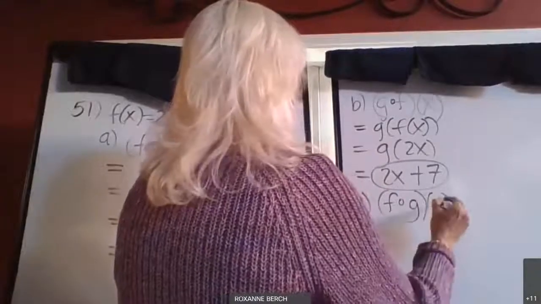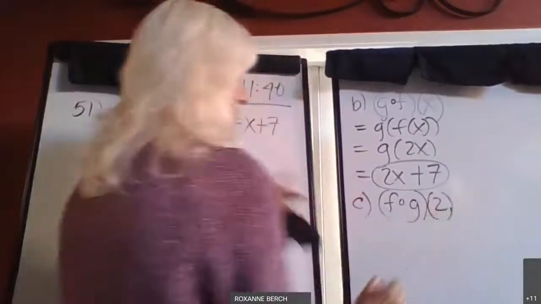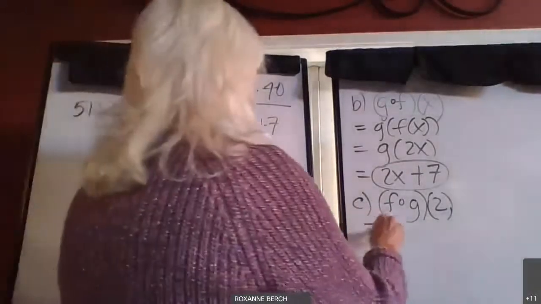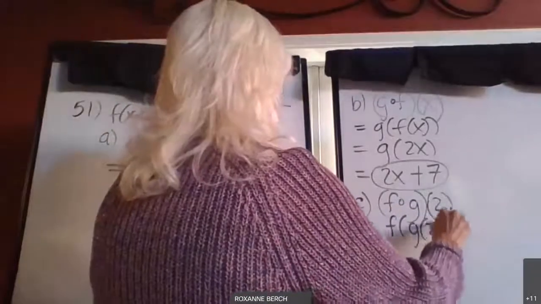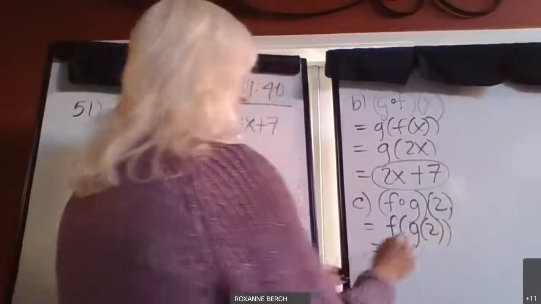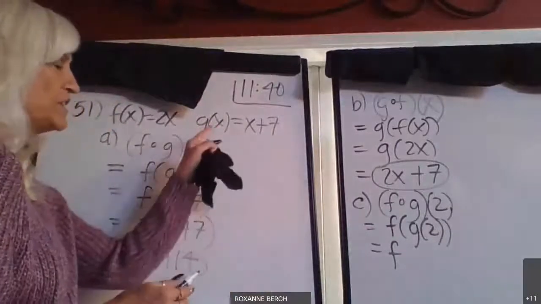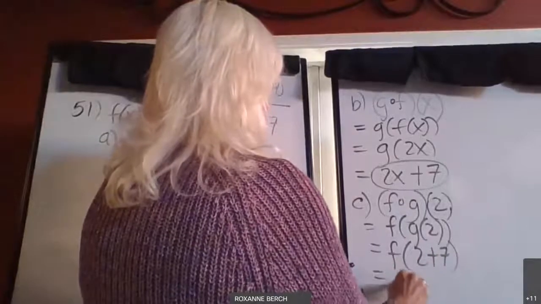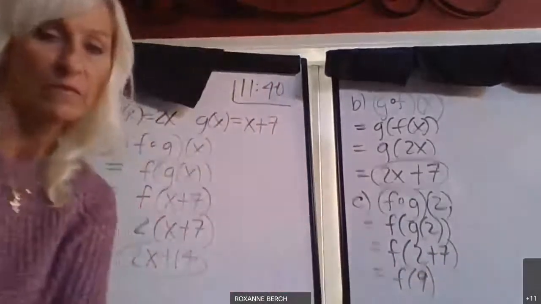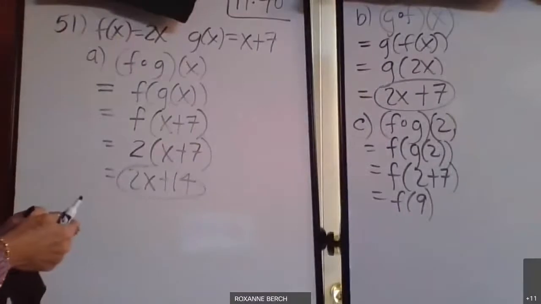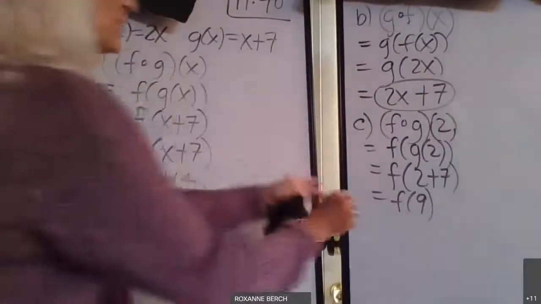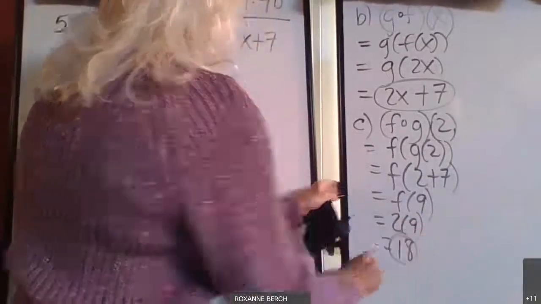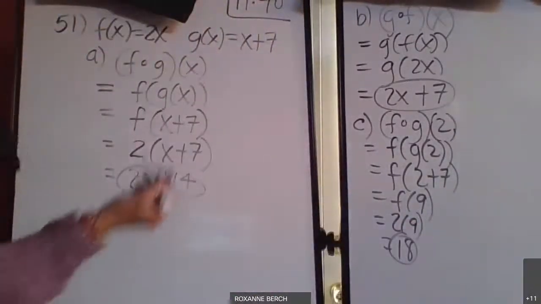And then they wanted you to evaluate the composition of f of g of 2, right? So this means f of g of 2. So working from the inside out, you're putting 2 into the g function, which would be 2 plus 7, which would be f of 9. So now you put 9 into the f function, which would be times 9 or 18. And I think that's what most of you got.